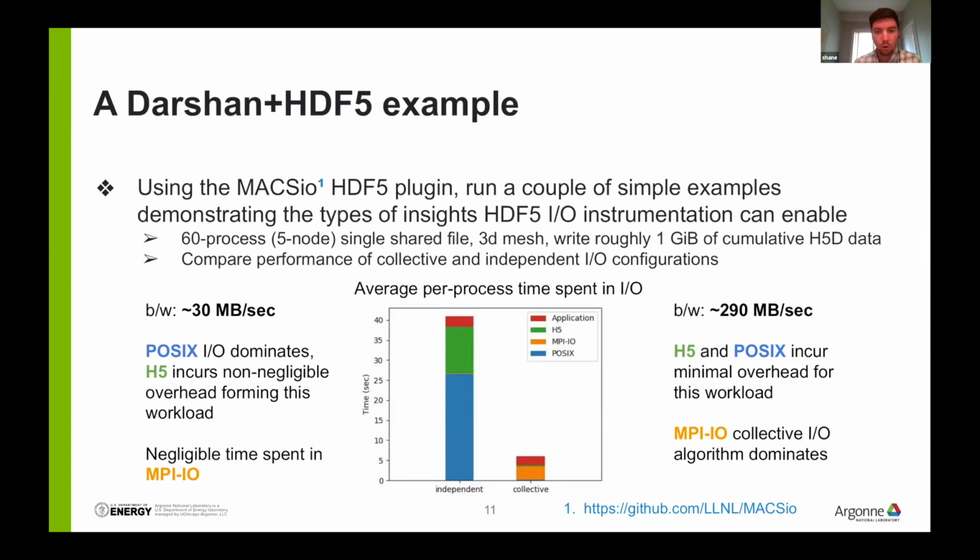There's an order of magnitude difference between the bandwidths attained and the runtimes. For collective, you're getting upwards of 300 megabytes a second in 5 or 6 seconds, whereas independent is taking over 40 seconds and about 30 megabytes a second. I'll step through these graphs in detail in the later slides.